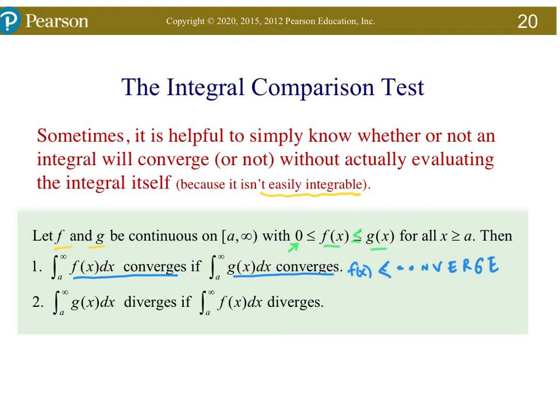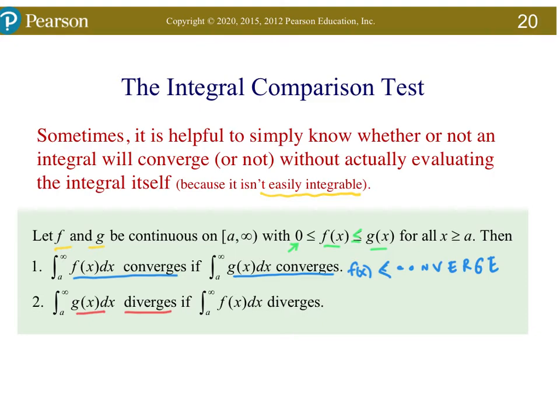Or you can show that the larger function will diverge if the smaller function also diverges. It will force them to diverge. If the smaller function is diverging, growing without bound, then the larger function has to stay larger than that, so it has to diverge also.